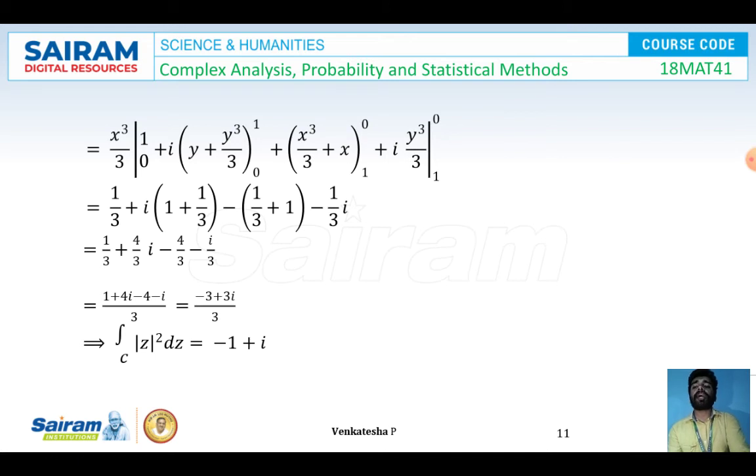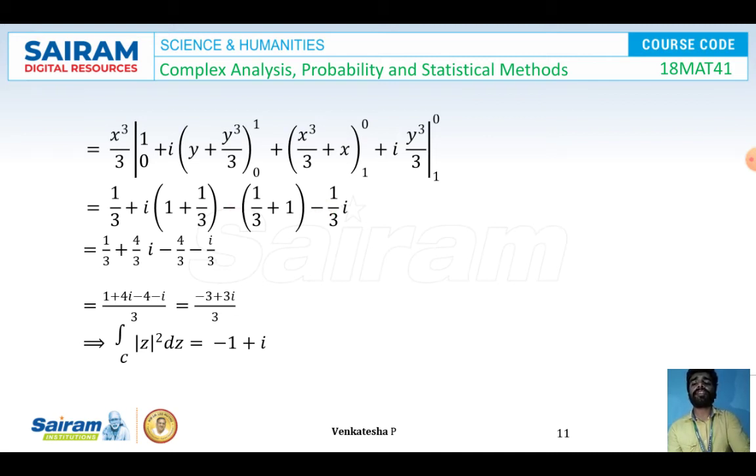Here, applying the upper limit, it becomes 1/3, and for the lower limit it is 0. Here also, applying the upper limit it becomes 1 + 1/3, and for the lower limit it is 0. And here for the upper limit it becomes 0, for the lower limit it is minus (1/3 + 1). And here also for the upper limit it becomes 0, for the lower limit it is minus 1/3. So I got 1/3 + i times (1 + 1/3) minus (1/3 + 1) minus (1/3) i.